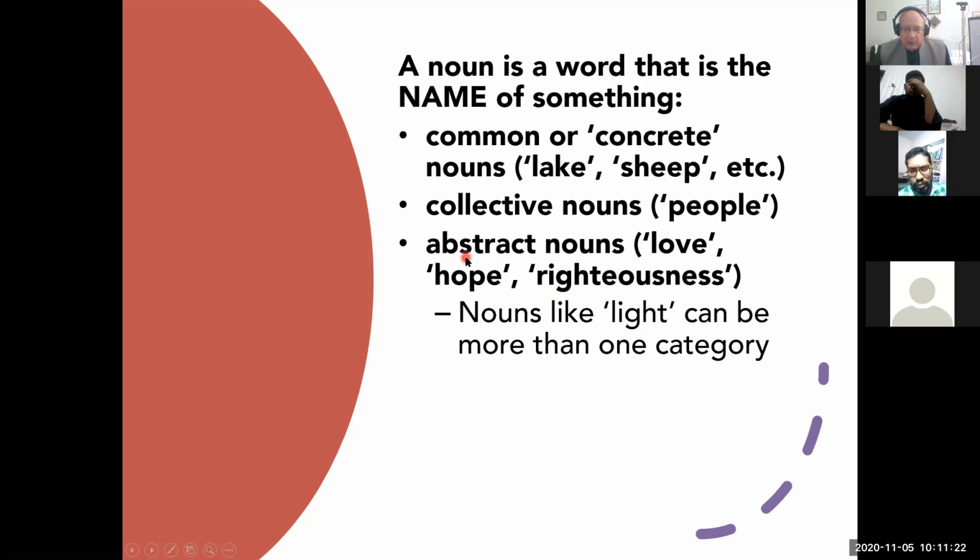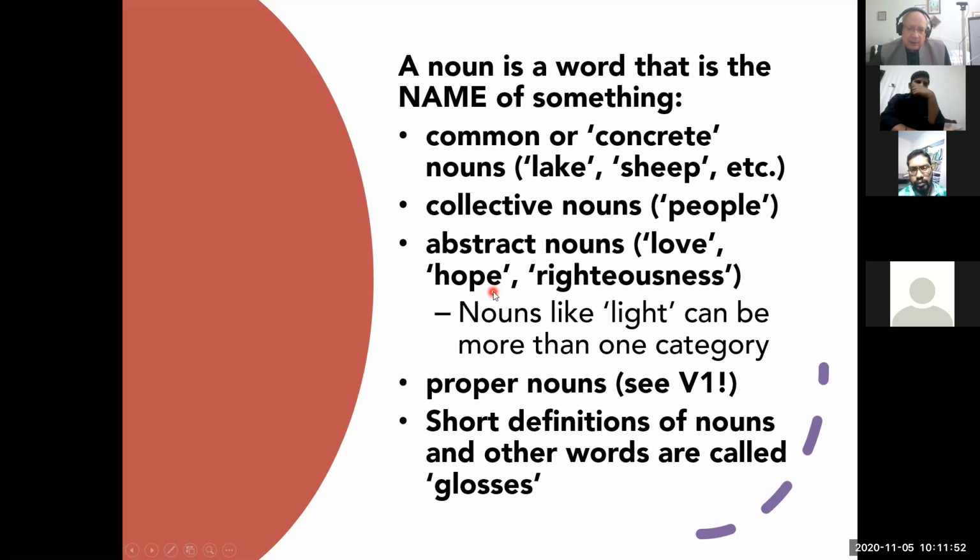Nouns like light may be more than one. There is the light in my room. That is one kind of light. And there is the light of wisdom, the figurative way of using the word light. The light comes on. We understand. So they can be either one. And that is important to remember because sometimes in the Gospel of John, for example, he will use it in both ways. We have proper nouns.